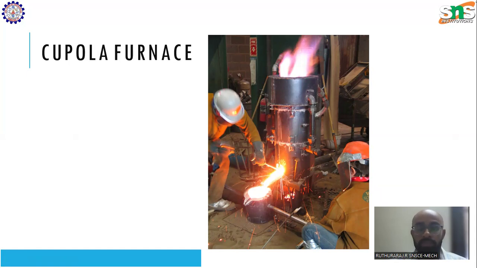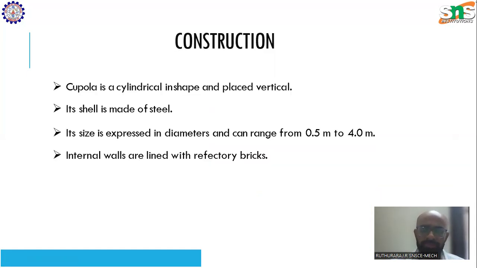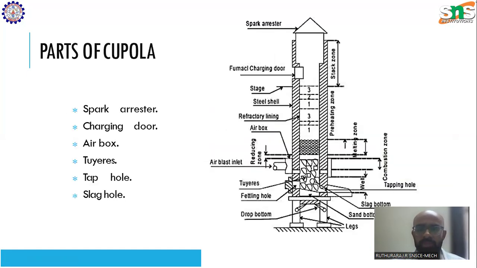So here, as you can see, huge amount of heat is generated. I said that this cupola furnace is a scaled up version of your normal stove. Then how such huge temperatures are generated? So that's a question we need answering.